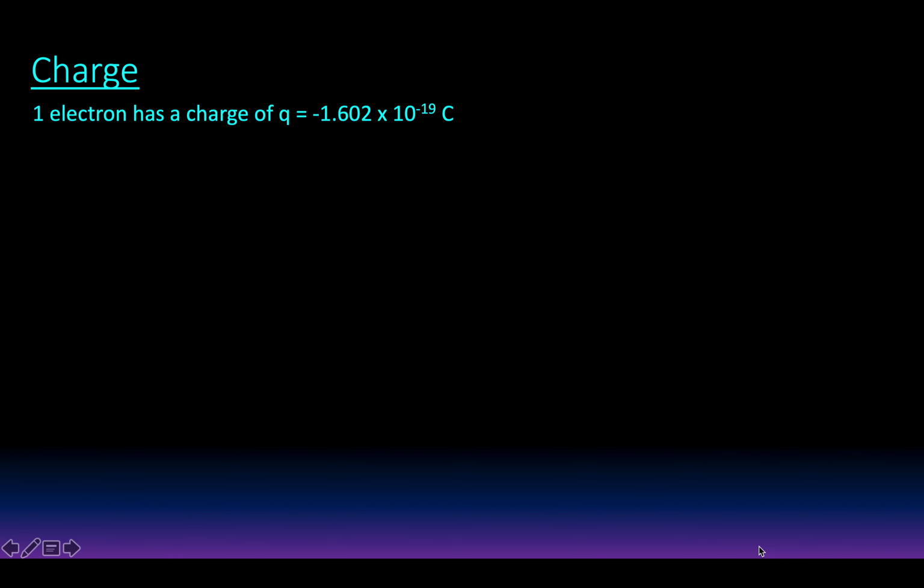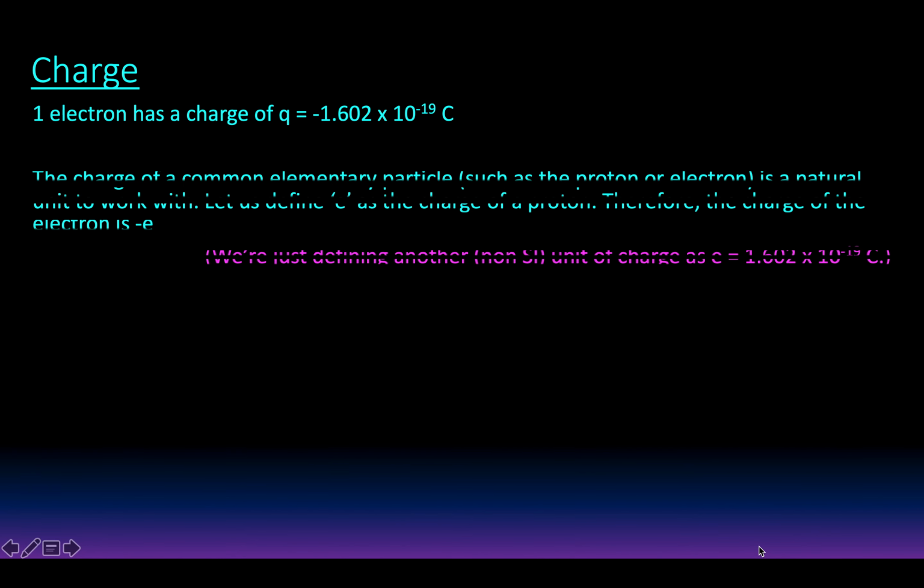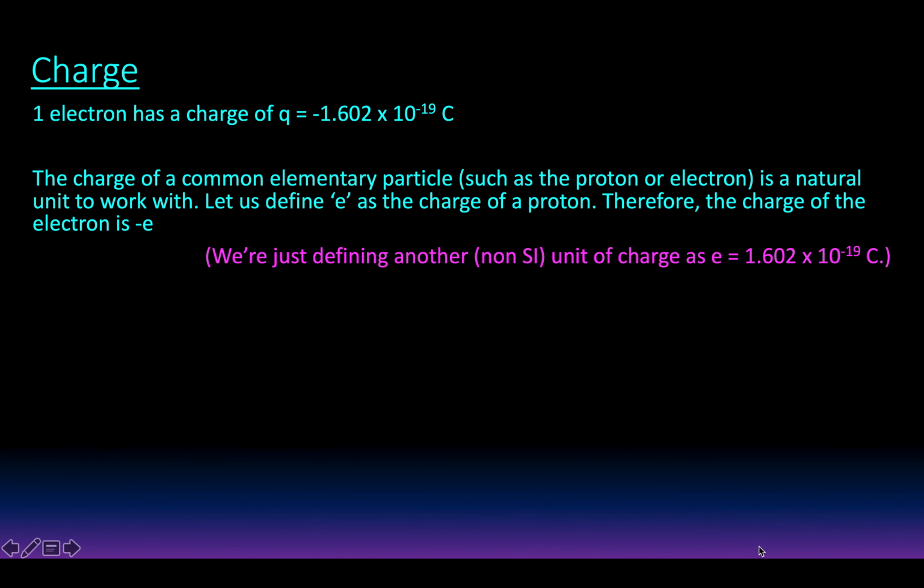One electron has a charge of negative 1.6 times 10 to the negative 19 coulombs. If I am working on a problem that involves fundamental particles, writing this number over and over could become very tedious. So to make our lives easier, let's invent a new unit of charge. This new unit of charge will be based on the fundamental particles of nature, and we'll call this new unit of charge the elementary charge.